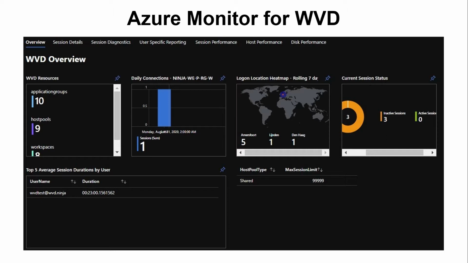A much more common and nicer way of looking at WVD performance counters is to use Azure Monitor and Azure Log Analytics. Thank you to Frank Burson for providing these nice screenshots. Let's start with the overview. What we can see here is the application groups, the host pools, the workspaces, and the user sessions.